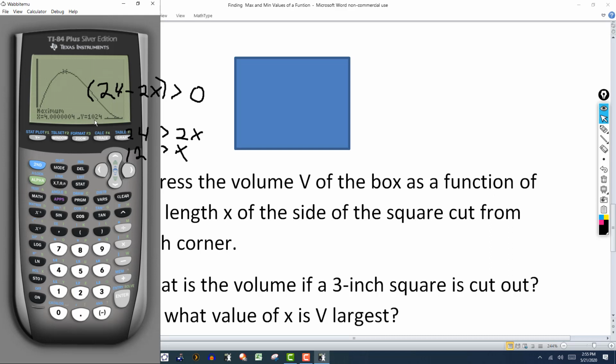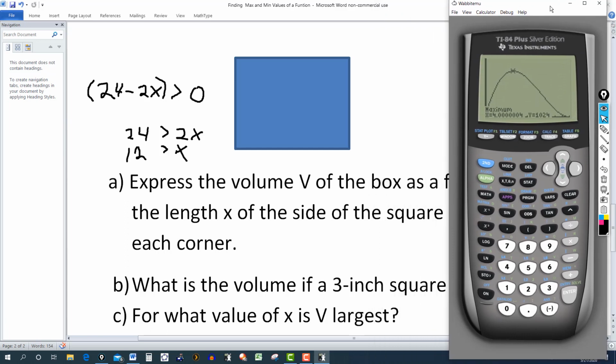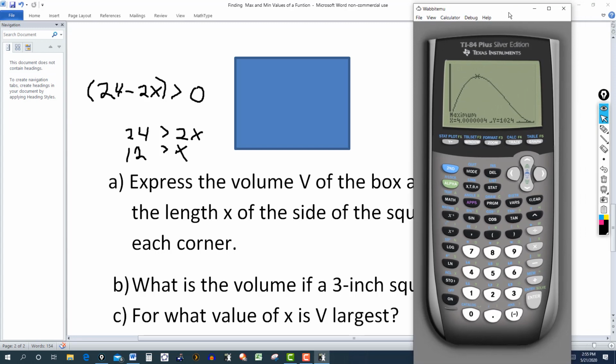And the value of the volume at that particular point, which would be the maximum volume, would be 1024 cubic inches. And of course, we could also do the answer to part B, which says what is the volume if x is equal to 3 inches? I told you what to do, and I gave you the answer. But you could also do it this way. Go second, calculate here, and you want value, put a 1 there. And then, okay, you want the volume at 3, put a 3 there, hit enter. And there's the same answer that you would get if you just plugged it in. 972 cubic inches.